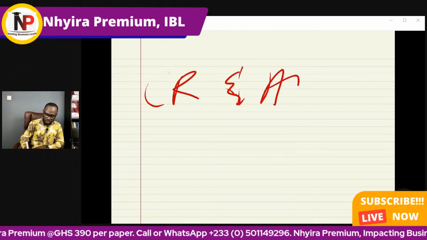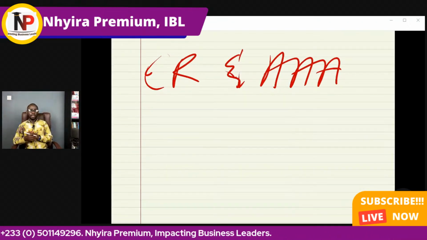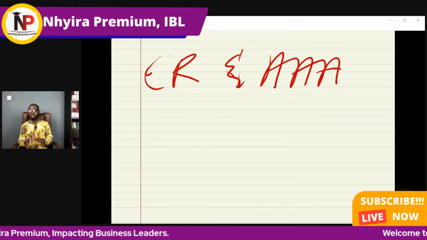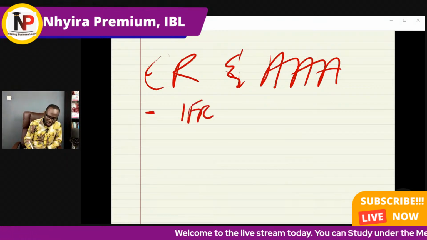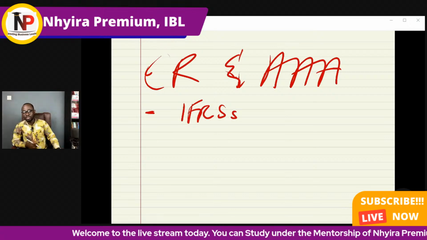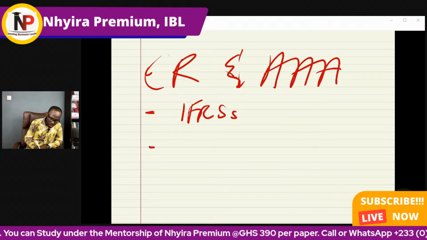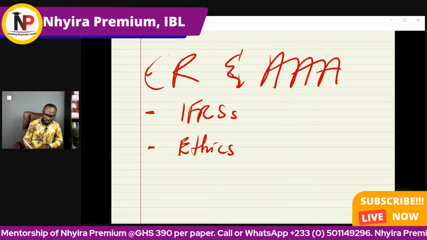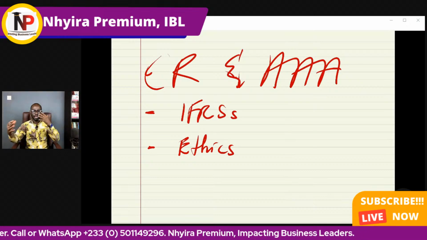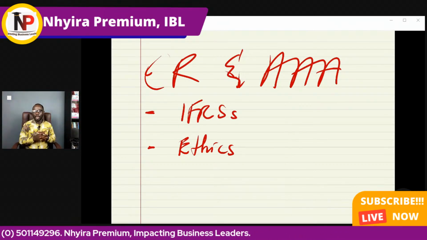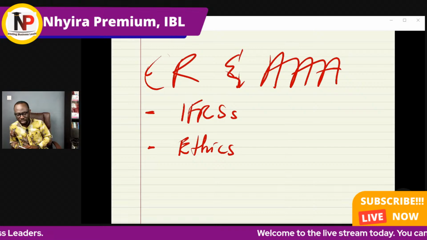It's corporate reporting and advanced audit and assurance. These are 2 papers that we are going to be looking out for. The reason why I want students to do these 2 papers together is that the international financial reporting standards, which are accounting standards, are relevant in corporate reporting, and they also help you in advanced audit and assurance. Not only that, we also have ethics, which is in corporate reporting as well as in advanced audit and assurance. And the understanding you have in corporate reporting helps you to link up well with advanced audit and assurance.